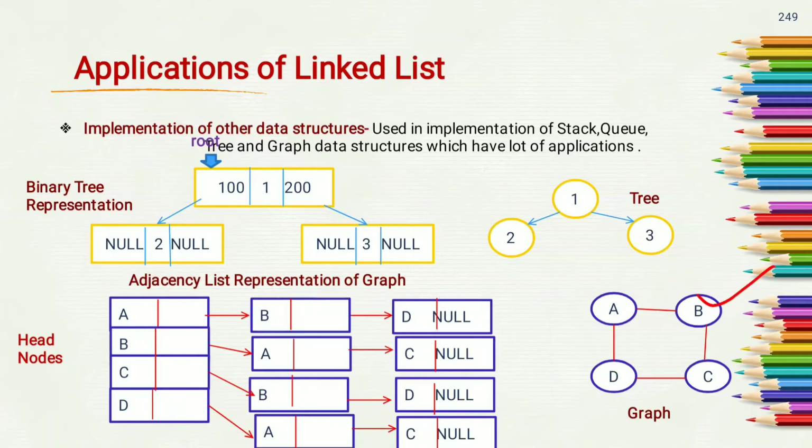Then adjacent nodes of B are A and C. So B points to A and A points to C, which represents that B has two adjacent nodes A and C. Similarly, C has two adjacent nodes B and D. So we had written like this, and D has two adjacent nodes A and C. We had written like this. So graph can also be represented with the help of linked list, and that representation is called as adjacency list representation of graph.